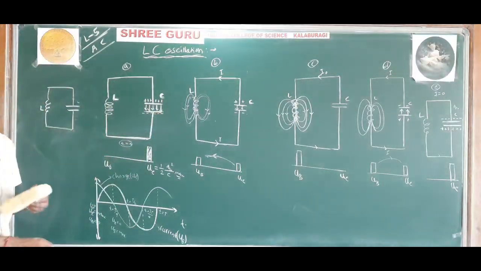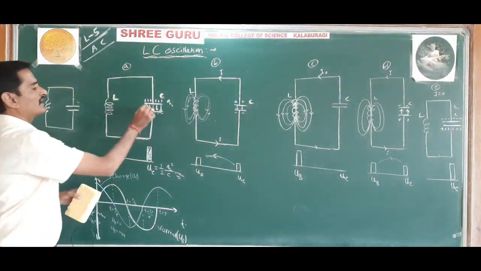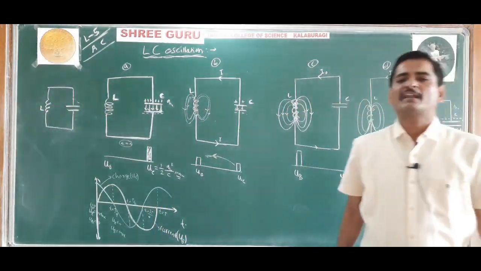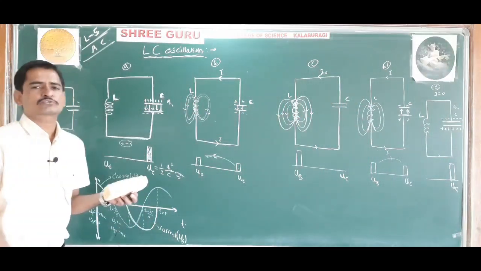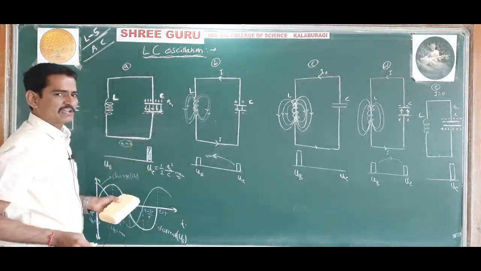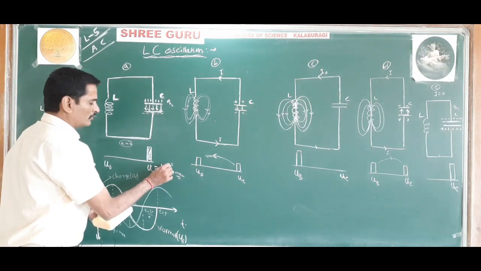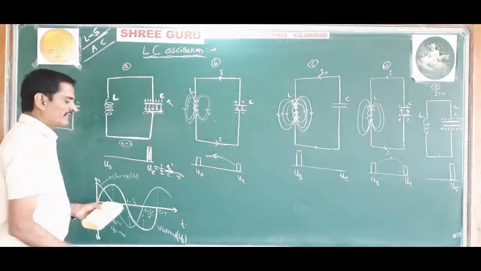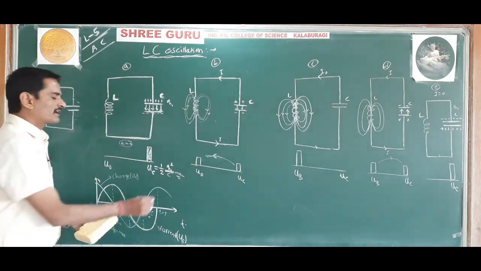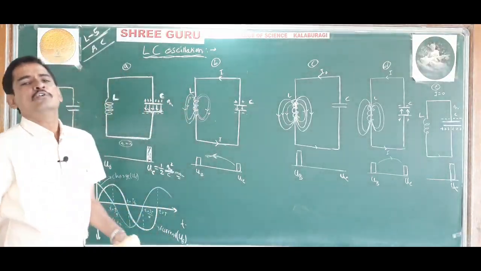When the capacitor is fully charged, that is, the charge on the capacitor is maximum, electrical energy is stored in the electric field of the capacitor. The electrical energy stored is given by U_E equals 1 by 2 Q naught square divided by C. Initially this electrical energy will be maximum, because the charge on the capacitor is maximum, since the capacitor is fully charged.